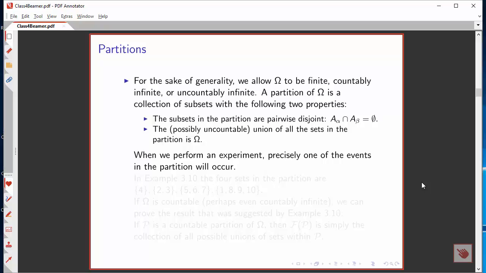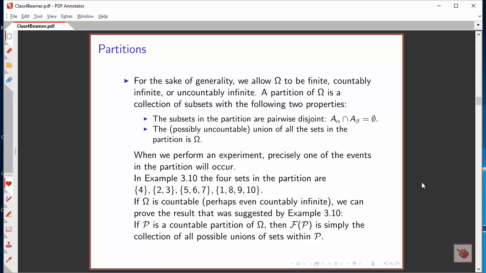They're disjoint. It must belong to at least one of the events in the partition because their union is the entire sample space. If we go back to example 3.10, the four sets in the partition were {4}, which we got as the intersection, {2, 3} and {5, 6, 7}, which we got by removing the intersection from the initial two sets, and {1, 8, 9, 10}, the leftover thing.